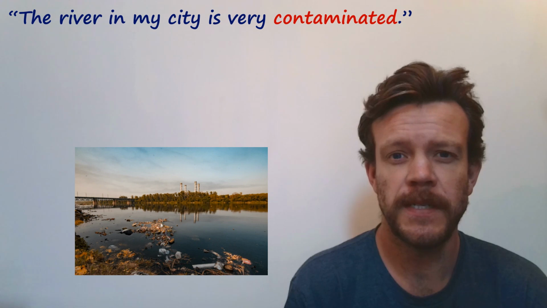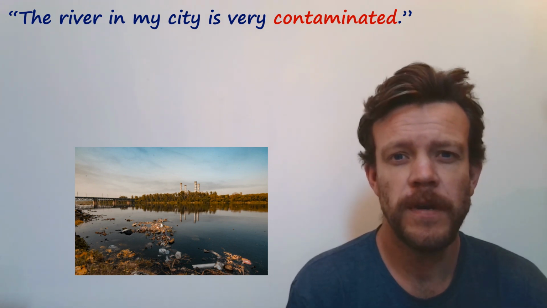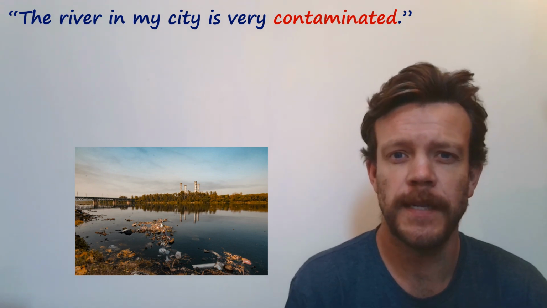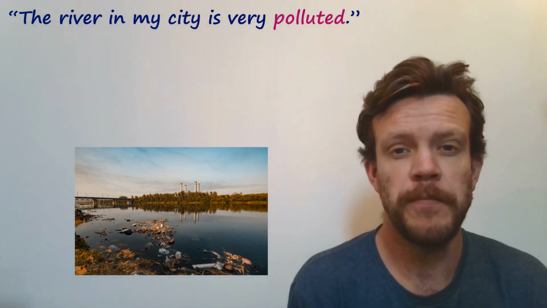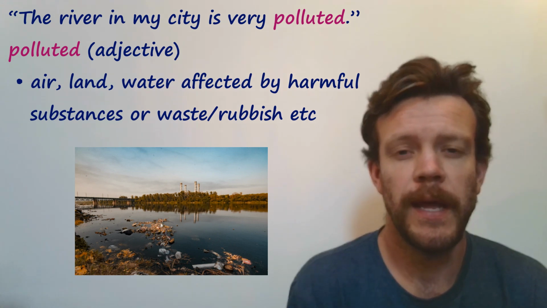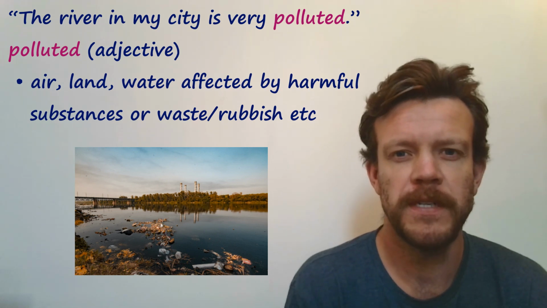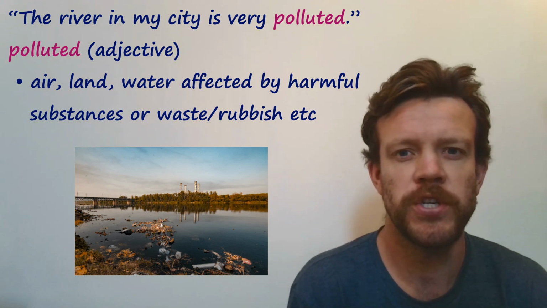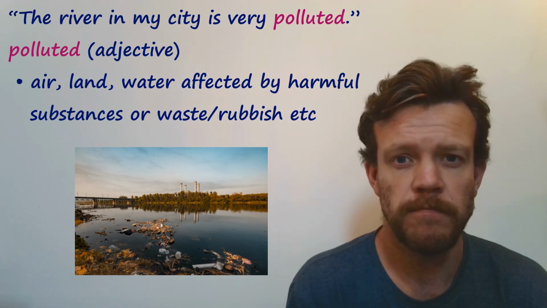The river in my city is very contaminated. Just pause the video and think what you should say instead. And well done if you said the river is very polluted. To say when air, land, or water is affected by harmful substances, waste, or rubbish, this is the word or word family you want to use.